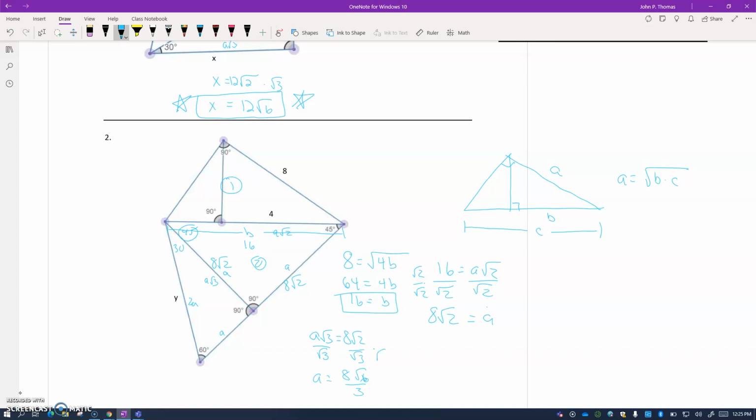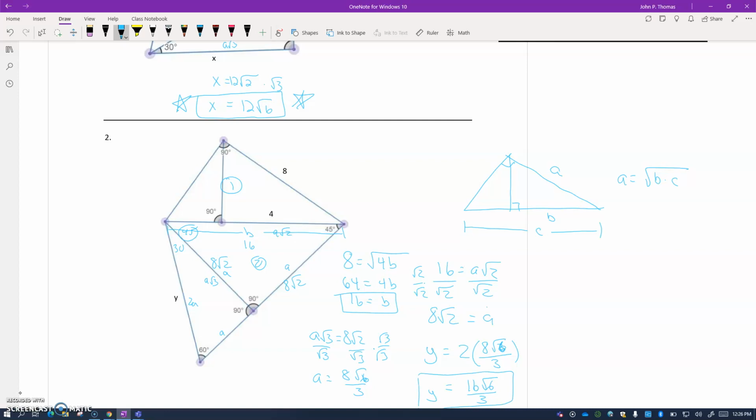Multiplying top and bottom by root 3. But the side we want is Y, and Y is 2 times our A. So 2 times our 8 root 6 over 3 is going to be 16 root 6 over 3. And that's our Y value.